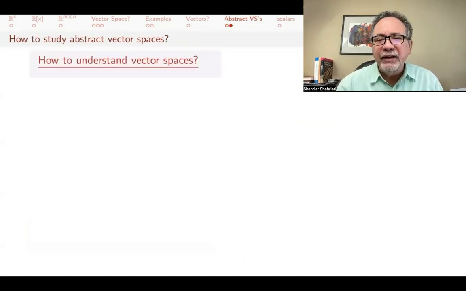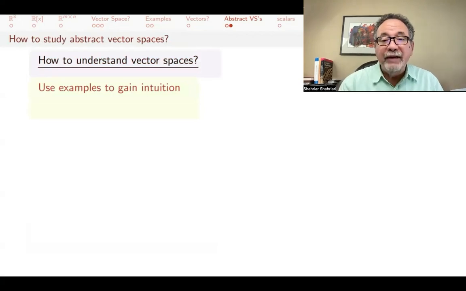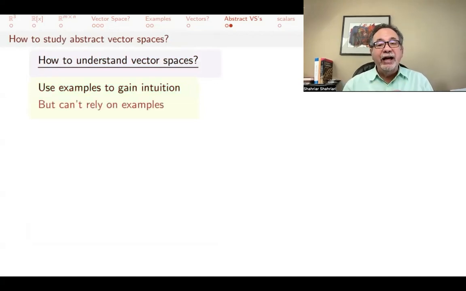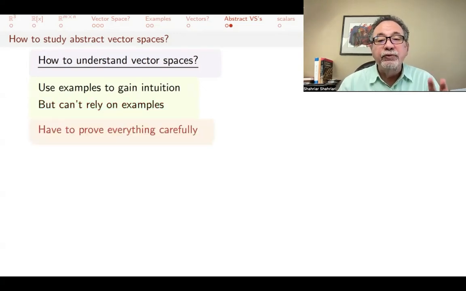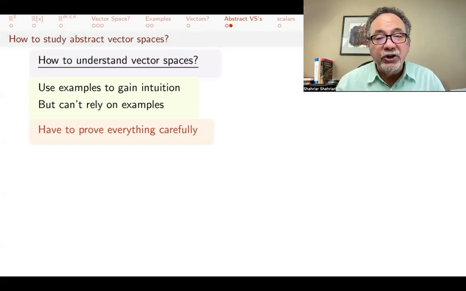How do we understand vector spaces? How do we go about studying them? We use examples like the ones we have to gain intuition, but we can't rely on those examples because we want to say something in general about all vector spaces. And it might be that our intuition about one example doesn't really generalize to other examples. And so because of that, we have to prove everything carefully and from the ground up. We don't really know what all vector spaces are. We can't just check all vector spaces and see if what we want to say is true about all of them.